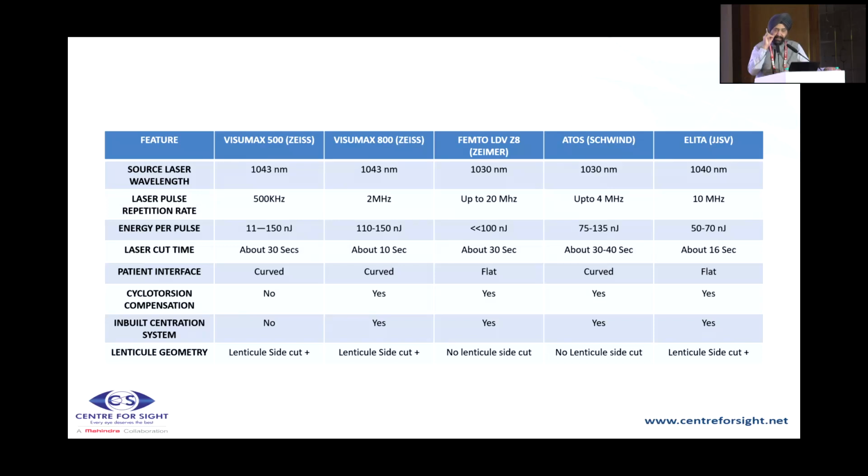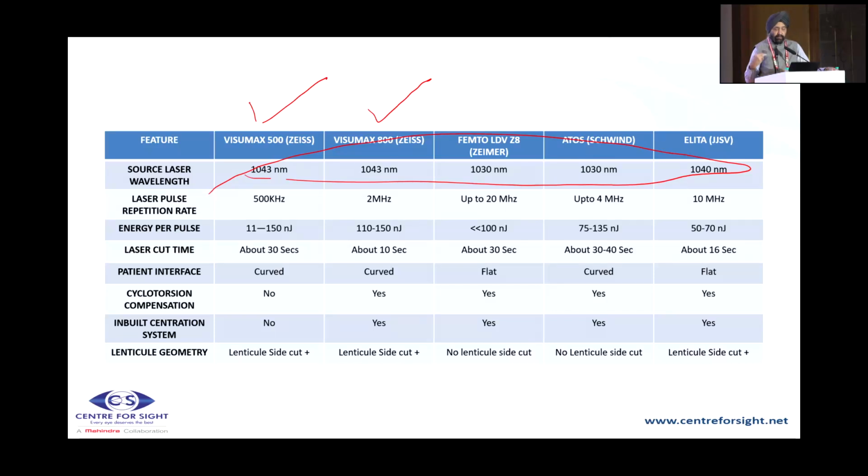And these are the lasers that are available today commercially. So you started with, more than a decade ago, the Visumax 500. The Visumax 500 now has what is called Visumax Pro. Sonu is one of the users, so this is Visumax 800. You have the combo unit of cataract, femtocataract, plus the flap, plus the lenticule in Zimmer, and you had what is called the ATOS in Schwind, and you have the Elita, which is with Johnson & Johnson. So these are the things that are available. You can see that they all have 1043 and or around that.